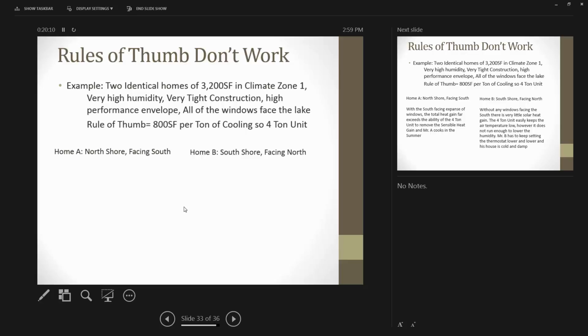It's in climate zone 1, so it's a hot climate zone, predominantly cooling season. We've got very high humidity, very tight construction, and a good envelope, and one of them's facing due south and one of them's facing due north. Any observations that you can think of?